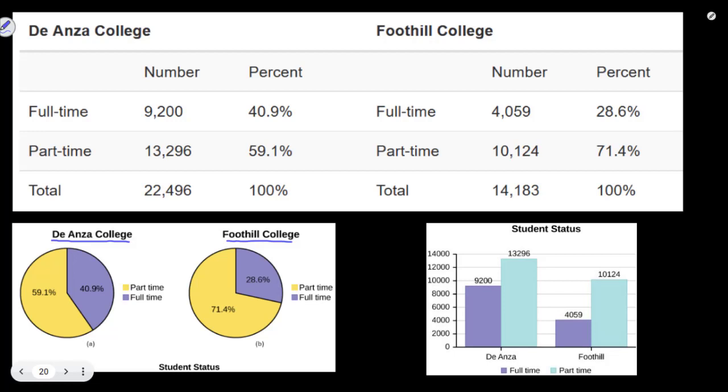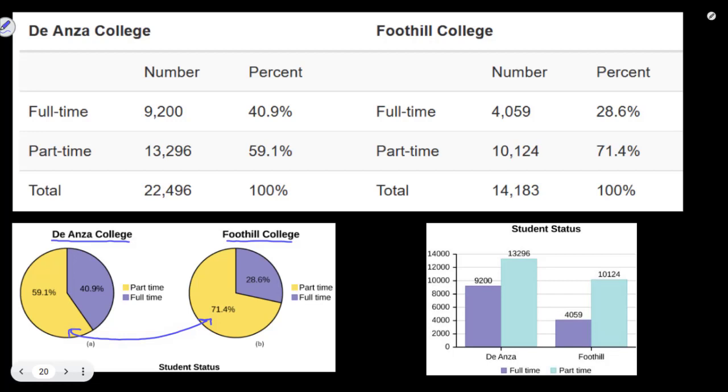Now, in comparing these, when you look at them, we can see for De Anza College, it's about 60% of the students are part-time and about 40% are full-time. If we look at Foothill College, you've got almost 3/4 are part-time and about 1/4 is full-time. So we can compare them to each other, parts to the whole or whatever, but it would not be a good idea to try and compare this to this.